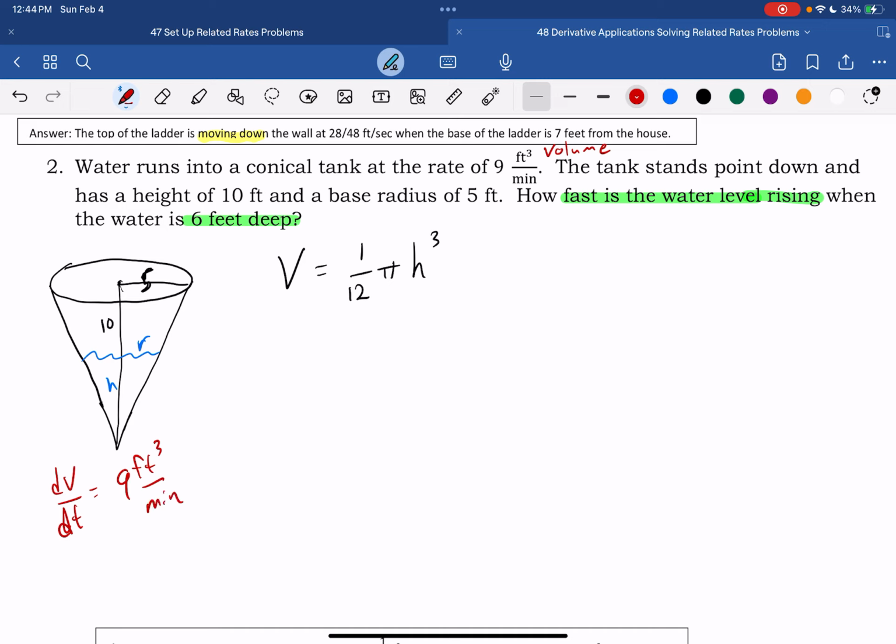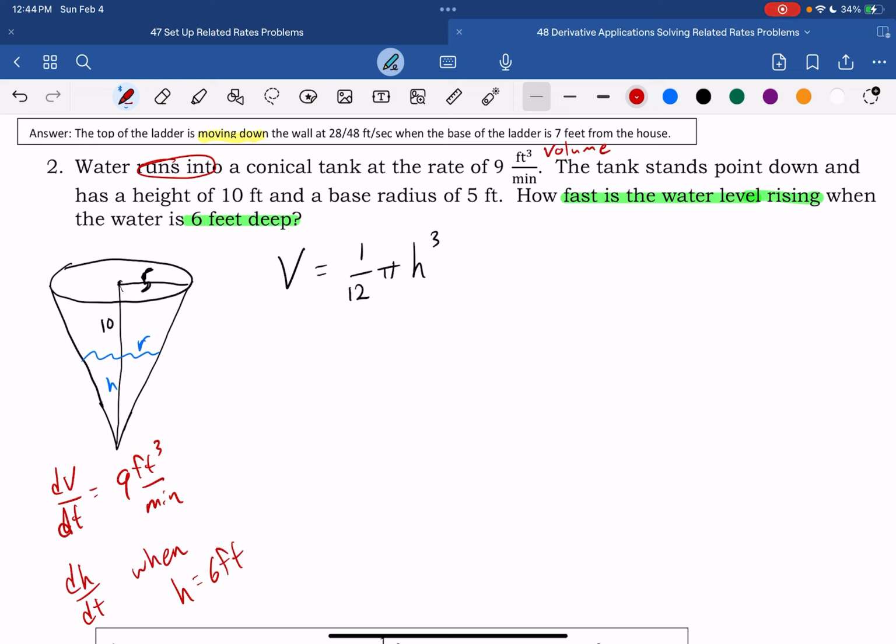Okay, we can leave that as positive because our water is running into the tank. So if your water is going into the tank, it's a positive rate of the volume changing. If the water is leaving the tank, then it needs to be negative. And then what we want to find is the change in height when the height is 6 feet.